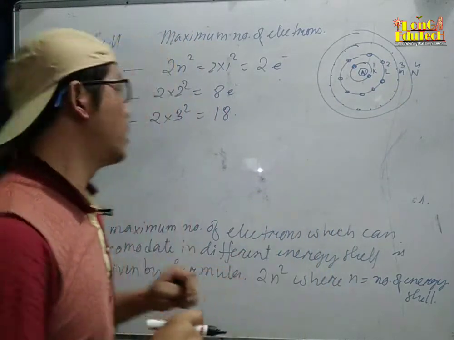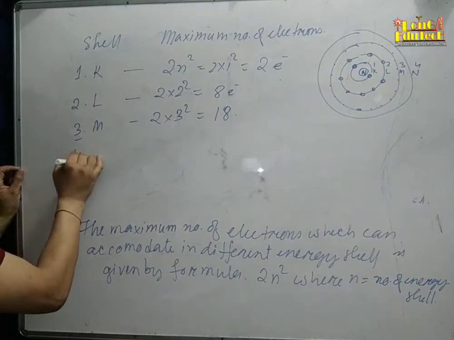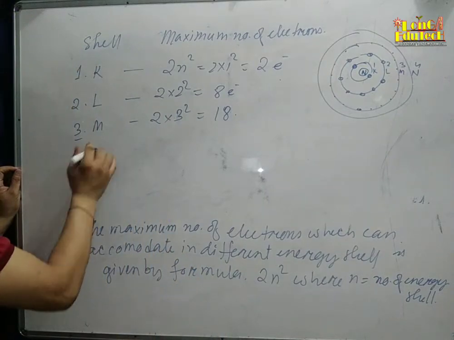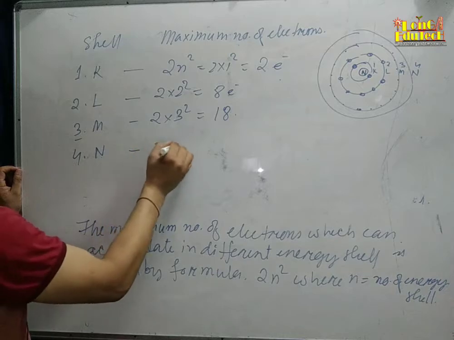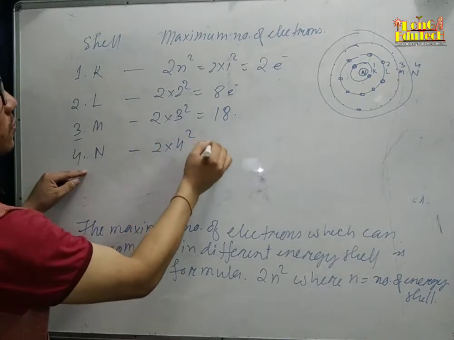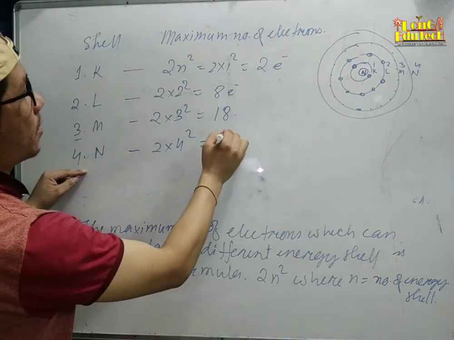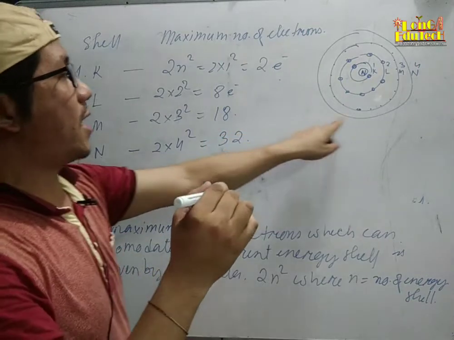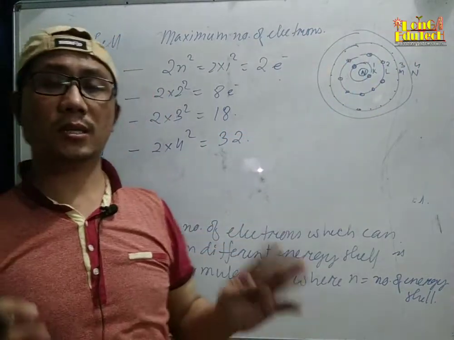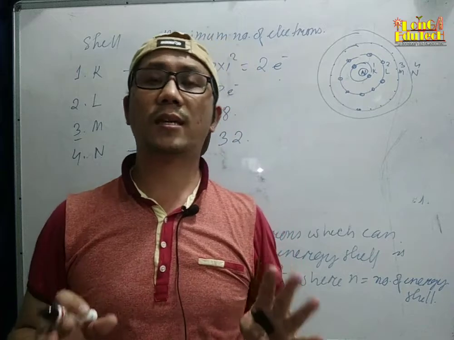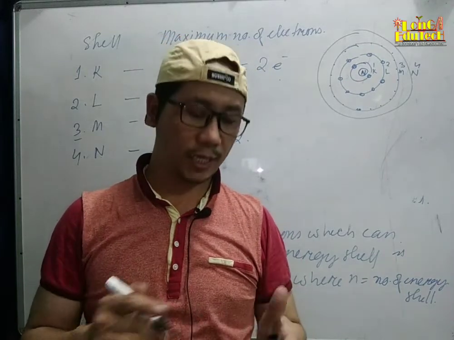That's fine. And like that, the number 4 is the N cell. Here it is 2 into 4 squared, 4 squared is 16, and 16 into 2 is 32. In the last N cell, 32 electrons can be accommodated. This is the maximum number of electrons which can be accommodated.